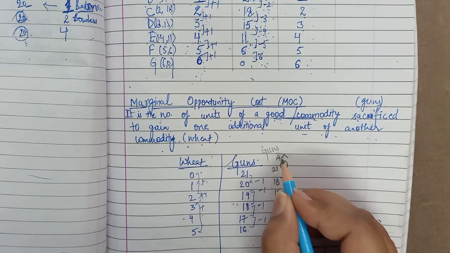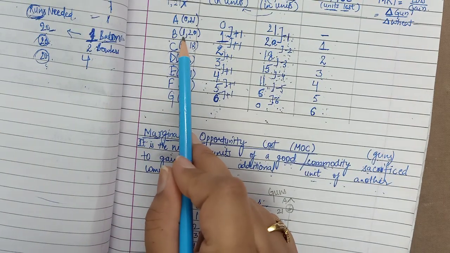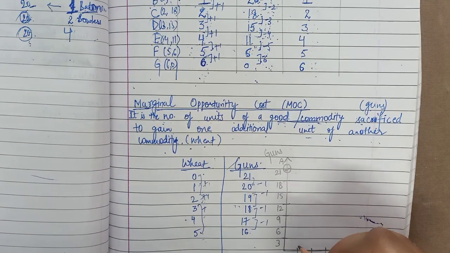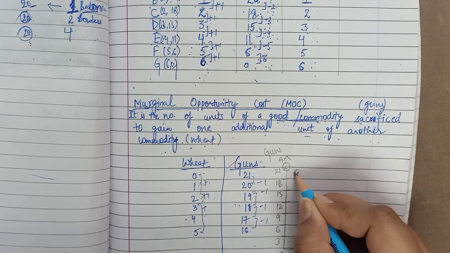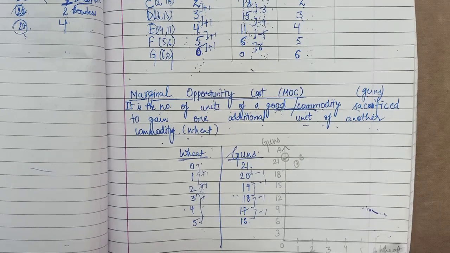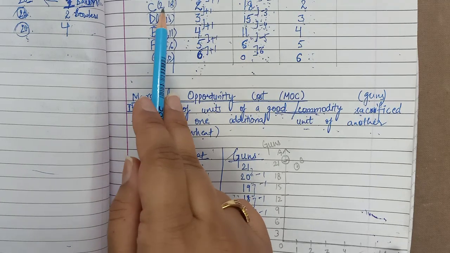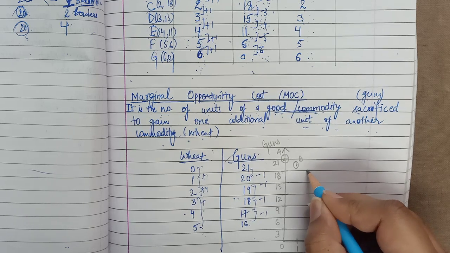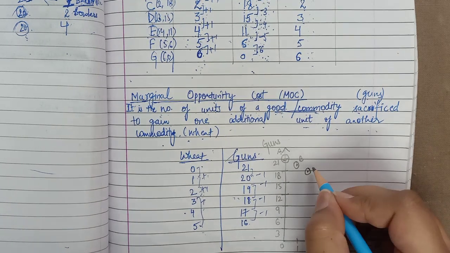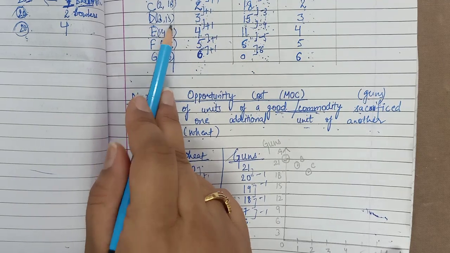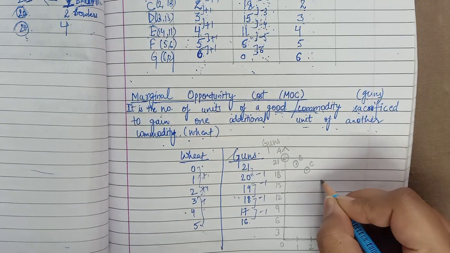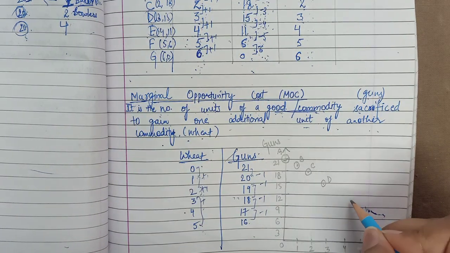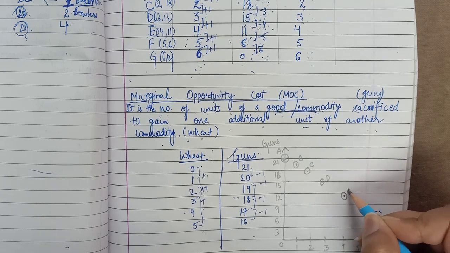This is possibility A. The second possibility was 1 unit of wheat and 20 units of guns. This is my 1 and 20, so 1 and 20 is here. This is my second possibility. The third possibility is 2 units of wheat and 18 units of guns. So this is my 2 units of wheat and 18 units of guns. This is where I am in the third possibility. Fourth is 3 and 15, 3 units of wheat and 15 units of guns. So I'm here. Next is 4 and 11, 4 units of wheat and 11 units of guns. So I'm here. Possibility E.